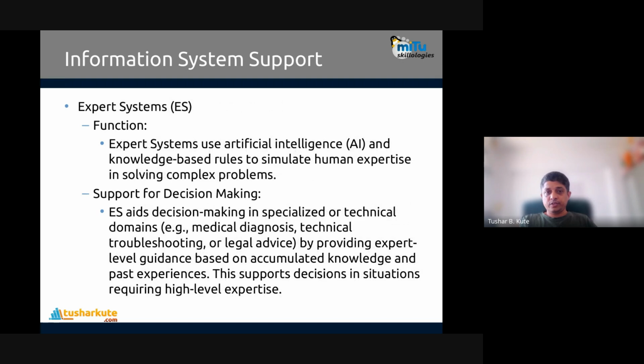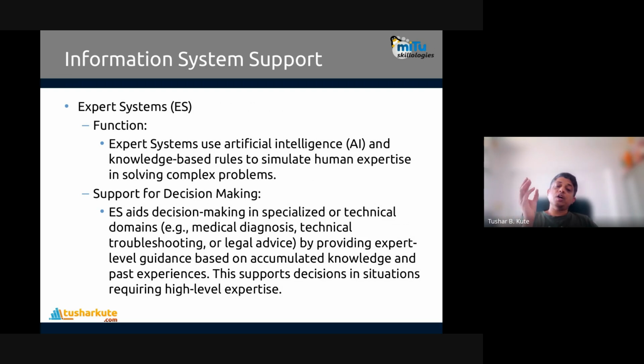That is what EIS does. Next, expert system is a part of AI. In the early stage of AI, this expert system played a very important role in generating a knowledge base for learning in algorithms. They are also used in decision support systems, where they use AI and knowledge-based rules to simulate human expertise in solving complex problems. That's what ES, expert system, is.